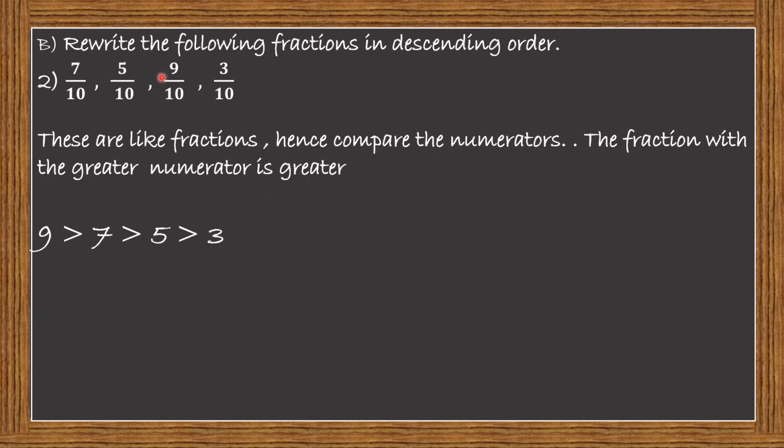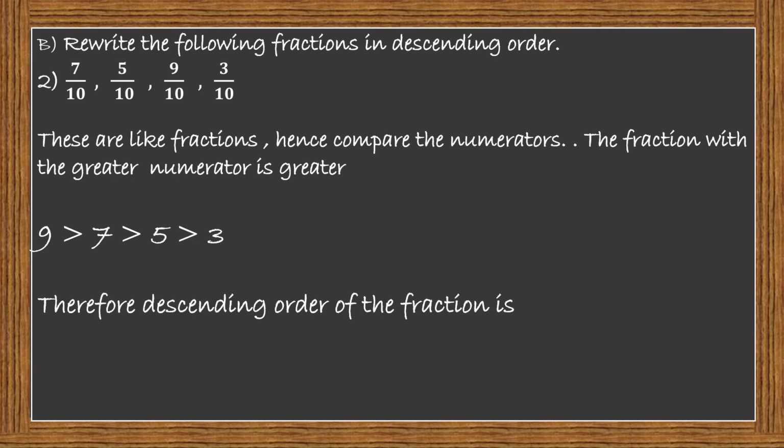So 9, 5, 7 and 3, these are the numerators. 9 is greatest, then comes 7, then 5, then 3. The fraction with the numerator 9 will be the greatest, and we want a descending order. Therefore the descending order of the fractions is 9 upon 10 is greater than 7 upon 10 is greater than 5 upon 10 is greater than 3 upon 10.